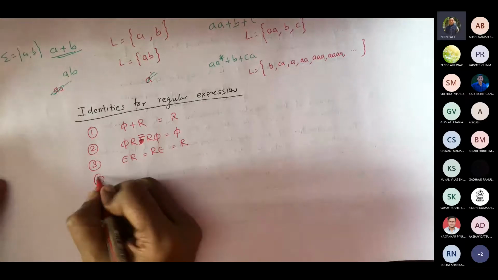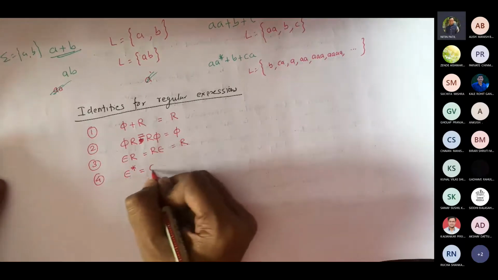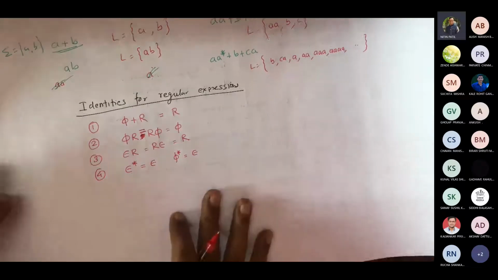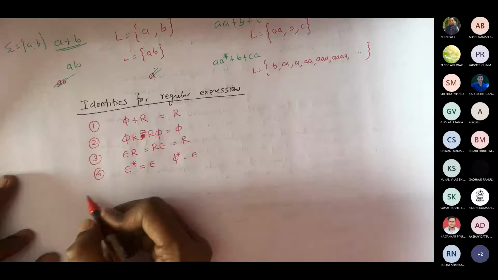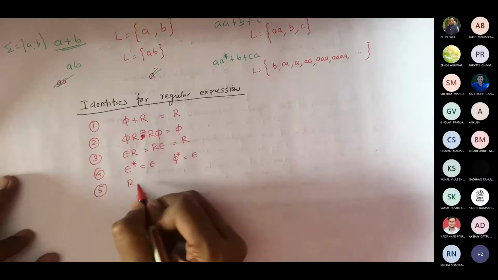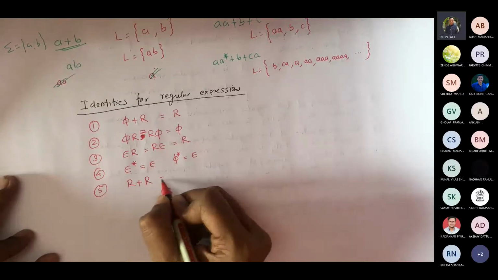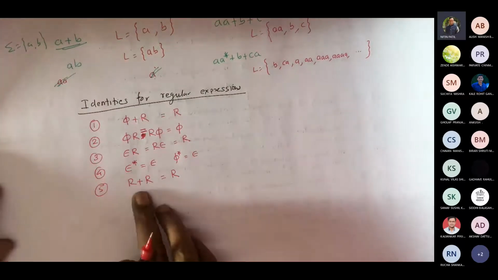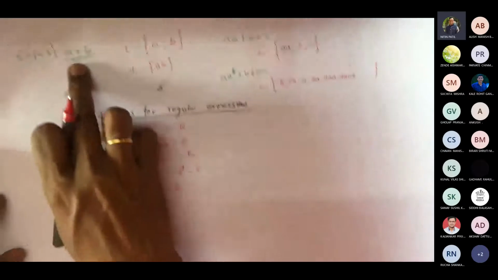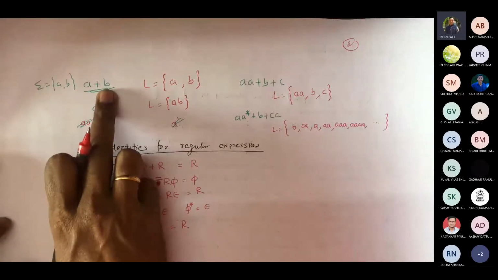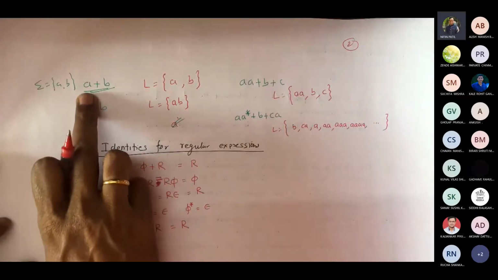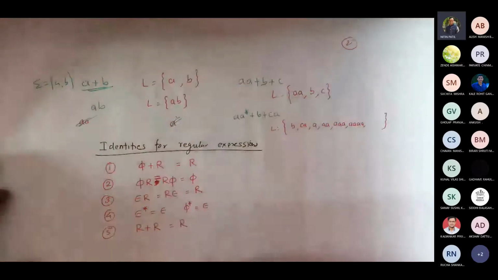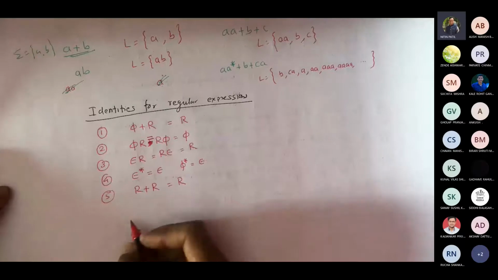Fourth one we already saw. Epsilon star equal to epsilon. Phi star equal to epsilon. Fifth one, r plus r. It is not going to be 2r. It will be only 1r, because you don't write repetition. If I write a plus a, this means a only, correct? You don't repeat any element here in a set, correct?